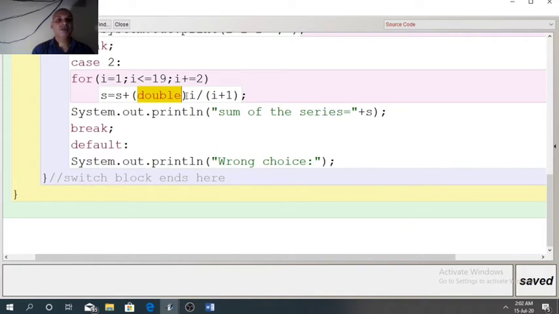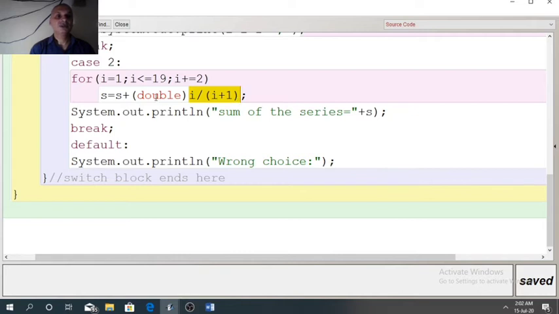So numerator 1 will become 1.0, then denominator is 2. So first term will become 1.0 divided by 2. So we will get the value 0.5. Similarly for all the terms, when we consider the last term of the series, that is when I is 19, here we will get 19 by 20.